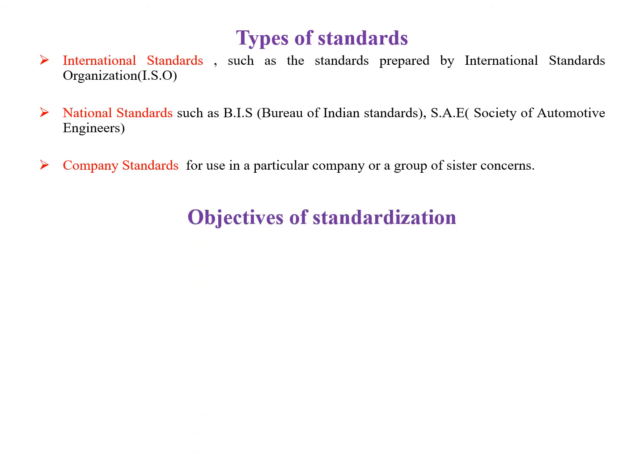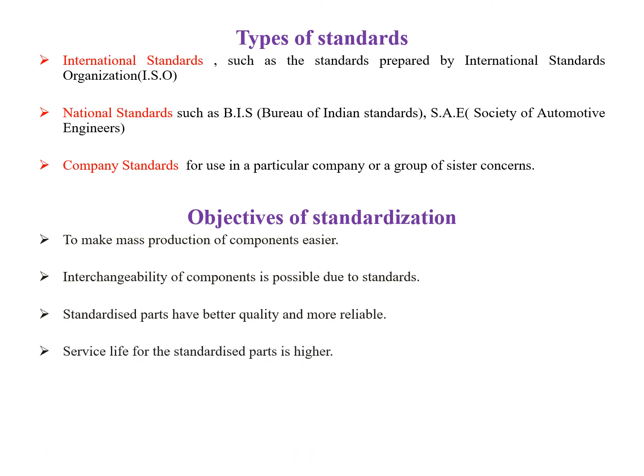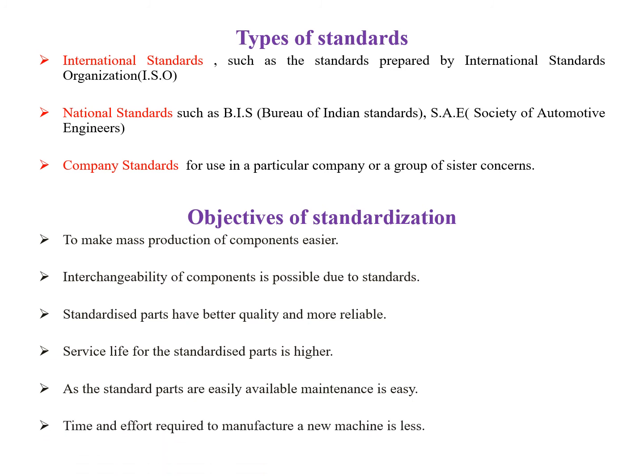What are the objectives of standardization? First is to enable mass production, so components are easily available. Second is interchangeability of the components because of the standards. Standardized products are of better quality and more reliable. Service life usually increases with standardization. As standard parts are easily available, maintenance is also easy. The time and effort required to manufacture a new machine is reduced to a short span. All these are the advantages of going for standardization.